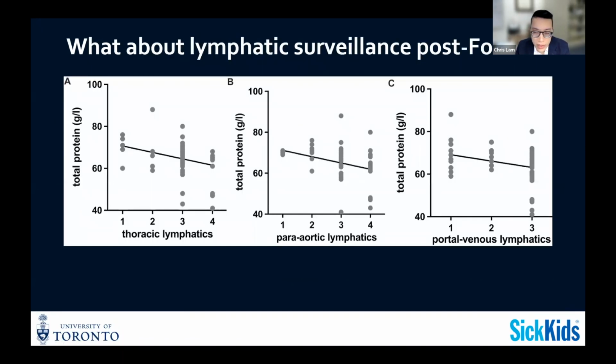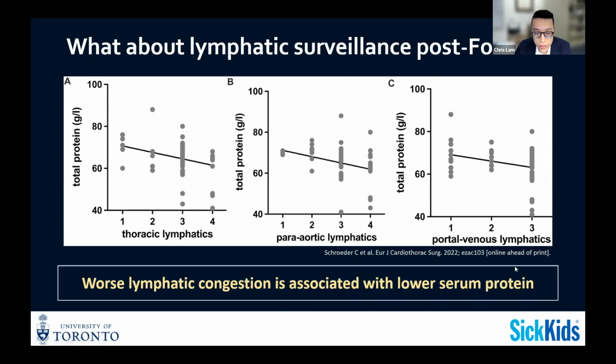This other paper came out recently looking at lymphatic surveillance post-Fontan. In a similar way to the CHOP group, they classified the lymphatic pattern in the thorax, in the retroperitoneum, and also in the liver. And basically, the worse your lymphatics, the lower your serum albumin. So worse lymphatic congestion is associated with lower serum protein, and so that could be a prognostic factor as well.